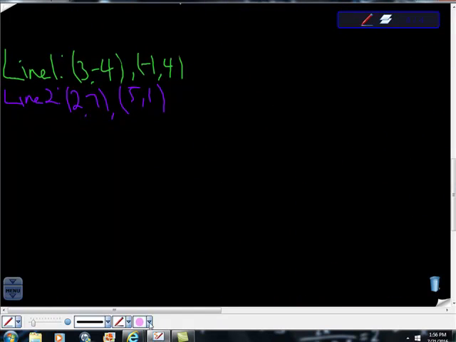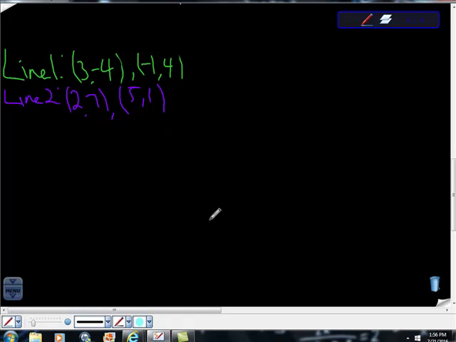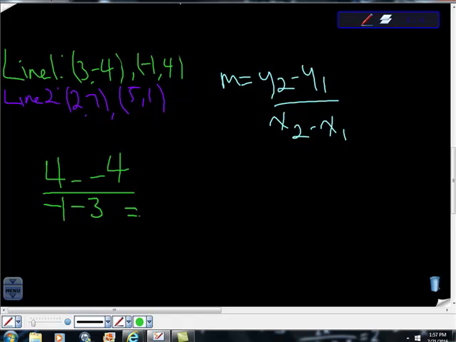Okay, next one. So again, let's write our formula. m is equal to y sub 2 minus y sub 1 all over x sub 2 minus x sub 1. All right, now that we have that, 4 minus a -4, because this is formulaic, but this is a -4, so we need to have both of those negative signs, because this is y sub 2 and this is y sub 1. 4 minus a -4, or 4 plus 4, is equal to 8.